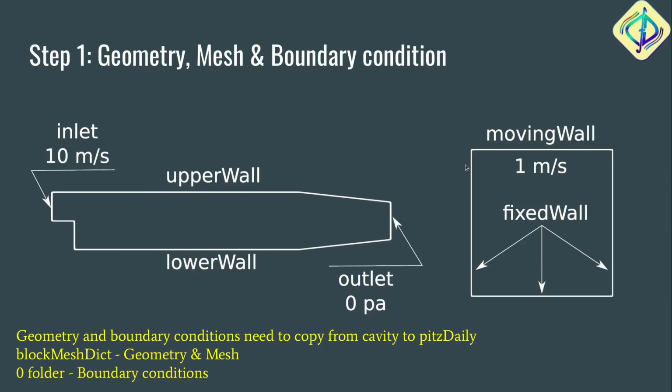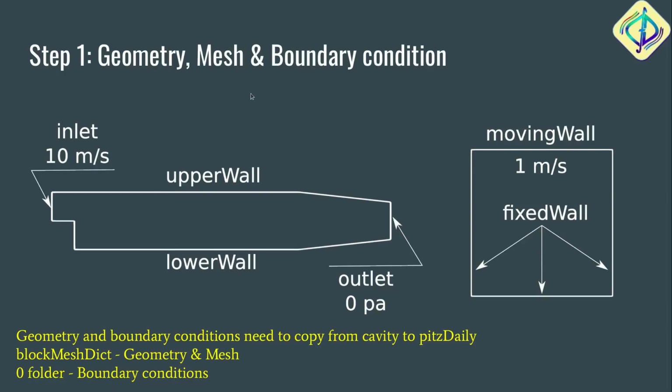So what we need to do is modify it and convert it into this geometry and boundary condition. To do that, we'll copy two folders. First, blockmeshdict, which will contain all the geometry and mesh and all the patch name and face name data. So by copying the blockmeshdict file, we can copy the mesh and geometry data. Now the second thing is the zero folder. The zero folder contains all the boundary conditions.